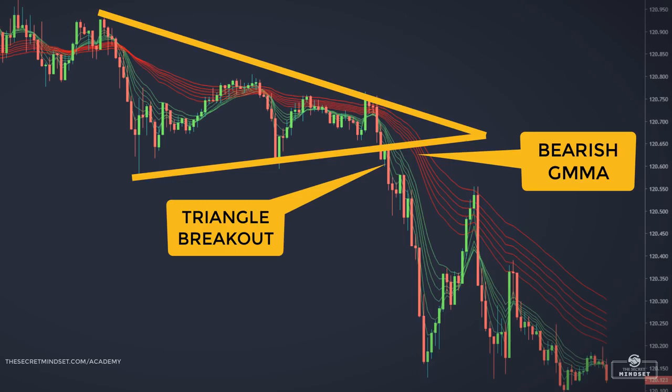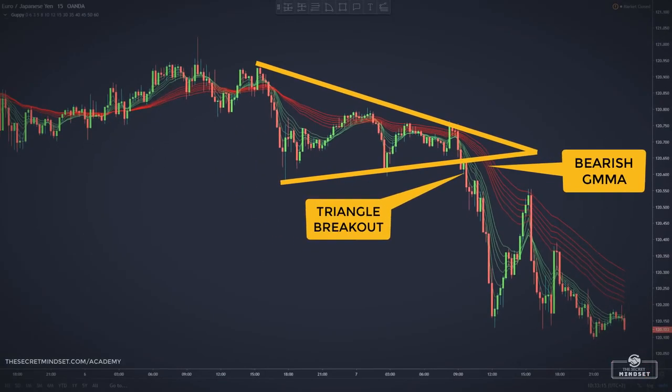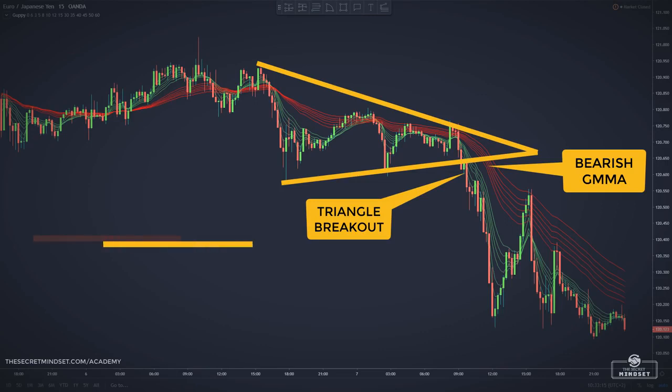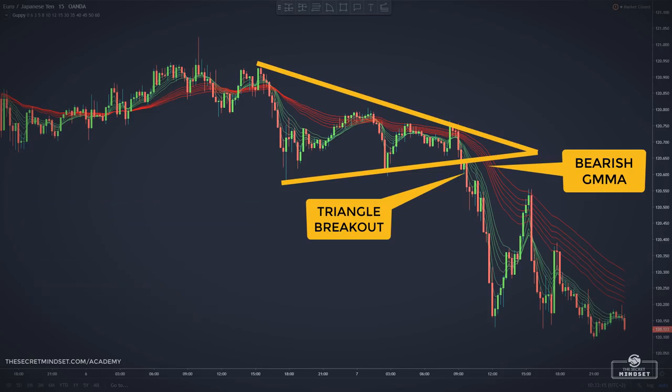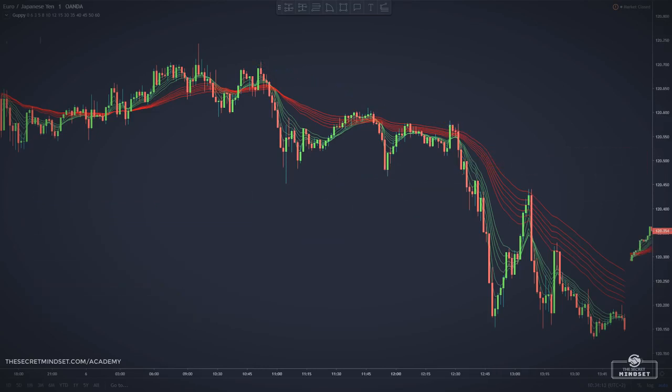You can apply this strategy to day trading, swing trading, or any style of trading. Once you spot a clear trade setup in your desired time frame, remember to set the stop loss just above or below the short-term moving averages. Or if you want more room, decrease your lot sizes and place it below or above the longer-term moving averages.